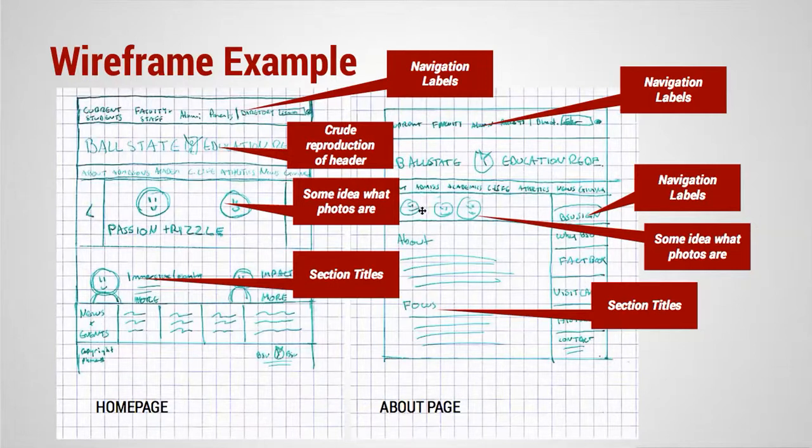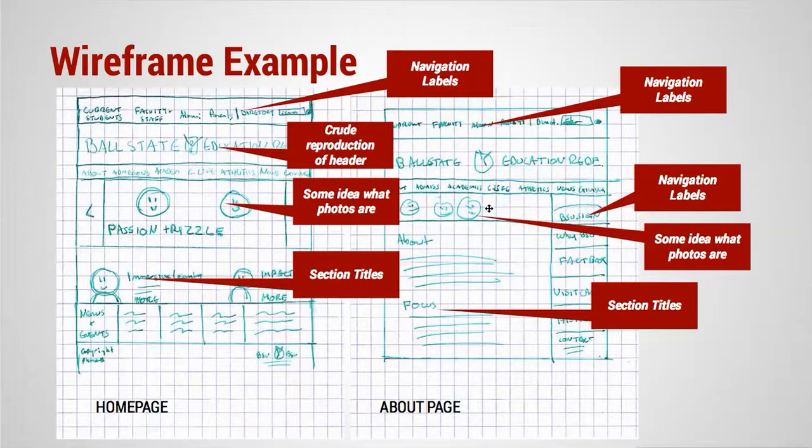And then there's a photo right here, so I drew a picture of smiley faces again to show that this would be a photo of people. So one mistake I see a lot with wireframes is that people just draw boxes for everything. And that's not very helpful.